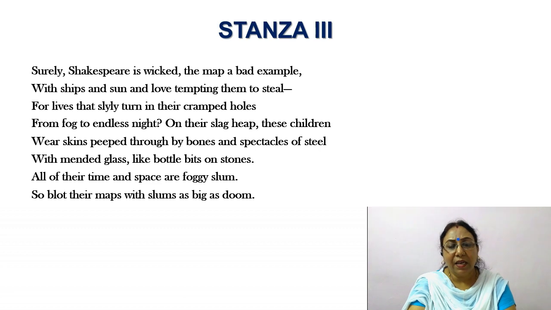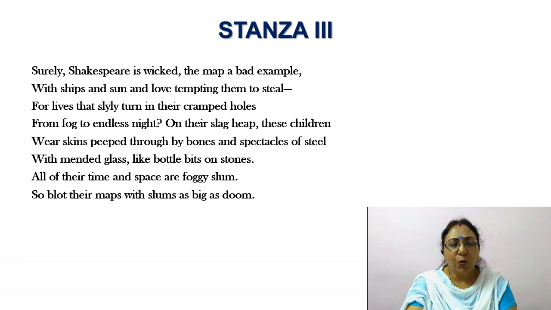On their slag heap, these children wear skins peeped through by bones and spectacles of steel with mended glass like bottle bits on stones. These children can be found sitting on the slag heap, the garbage which can be found here and there in the slum area. They coexist with animals moving here and there in a very unhygienic condition.